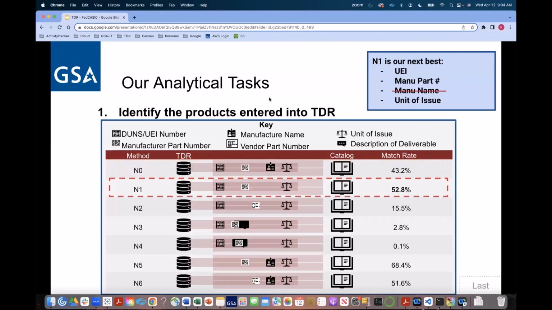Manufacturer name is oftentimes entered inconsistently, due to many people not knowing the exact way to enter the manufacturer's name. People might abbreviate the name, or they might not know the full name of the manufacturer, or they might not choose to input it correctly. So if we scratch out manufacturer name, we get the match rate up to 52.8%.